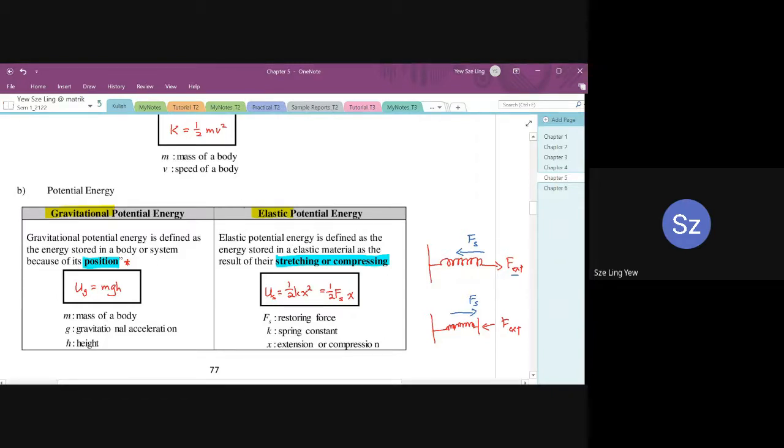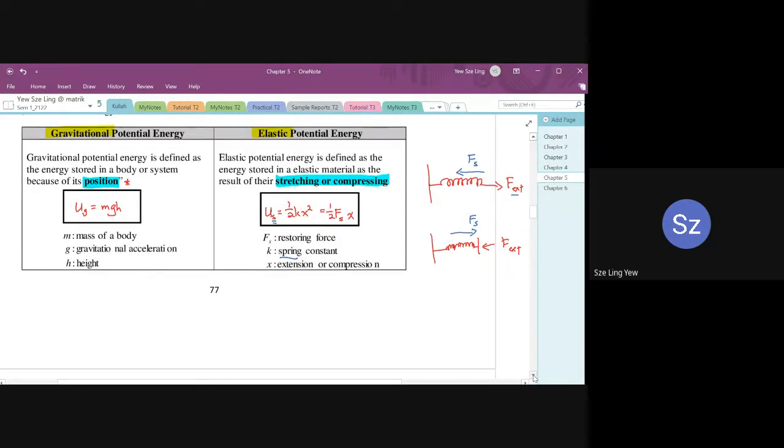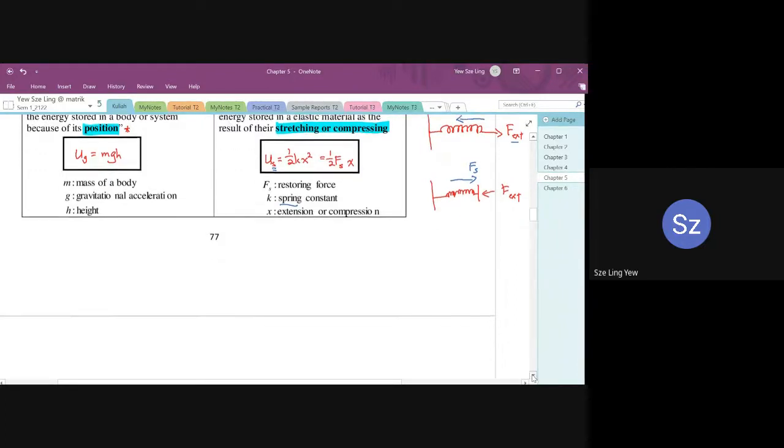So restoring force is always opposite to external force. So elastic potential energy now can be calculated by U equals 1/2 kx squared. So k is a spring constant. That's why in elastic potential energy, I use a subscript S here, because usually it can be found in a spring. All right, usually we use it for a spring. And then equals 1/2 Fs x. So Fs is a restoring force. So x is either extension or compression. Extension, positive x, compression, negative x. So you can have a negative value here, right? But when it comes to calculations, usually we don't look at the negative much in elastic potential energy. Okay, we seldom look at it.